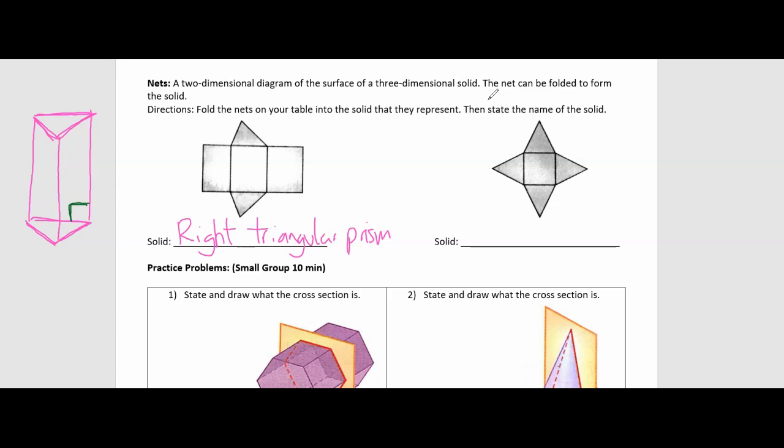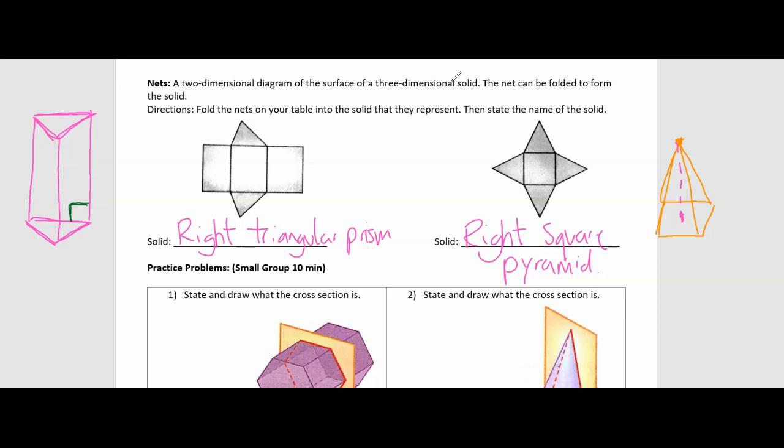If I come over here, our base ends up being a square. It does look like this vertex up here is indeed directly above the center. So again, we can say right square pyramid. Right square pyramid.